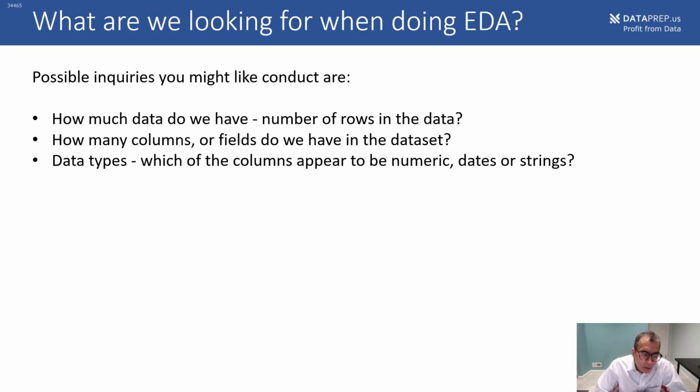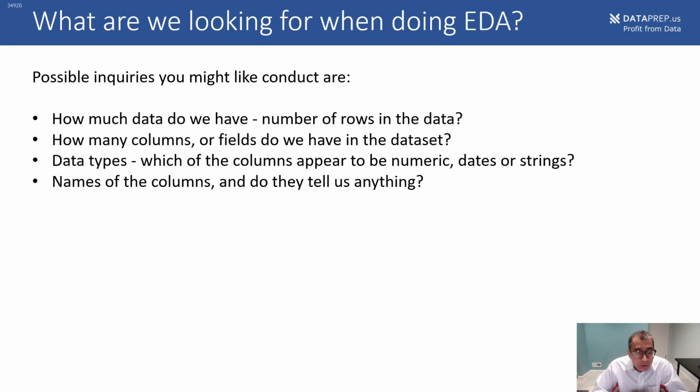Then you want to find out what kind of data exists in the different rows and columns, which appear to be numeric. Are there dates? Are there strings? Is there just plain free-form text? What is going on? You would like to see that. You also want to see the names of the different columns. And do the names tell you something? Sometimes the names of the columns are pretty descriptive, and when you read it, you know exactly what it would contain. So if a column has a title called age, then you know exactly what it is.